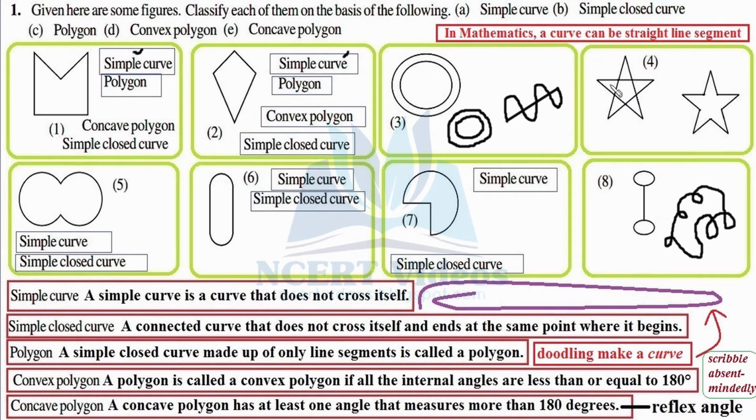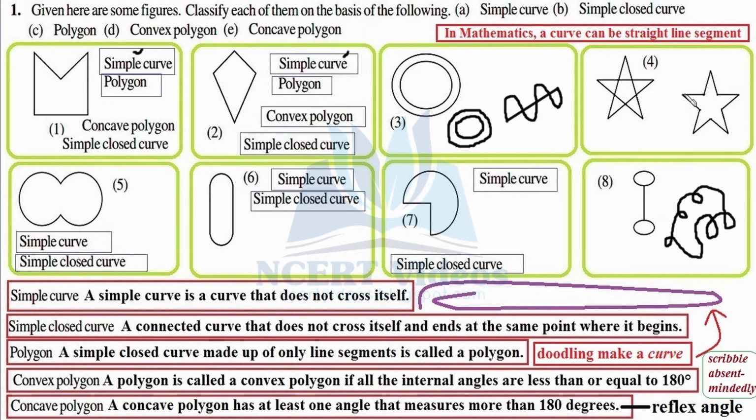Here, it is not a simple curve because it crosses itself. For an instance, if you start from here, you draw like this, you go like this, somewhere you have to cross it. And the very definition of simple curve says a simple curve is a curve that does not cross itself. Therefore, it is not a simple curve. Whereas, if we consider only boundaries, that is this star formation, it will be a simple curve.